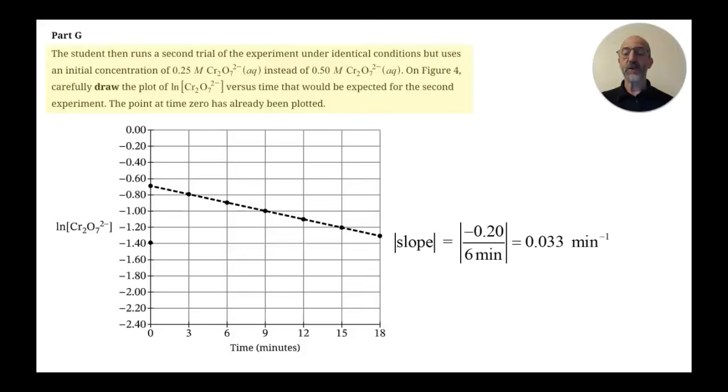So what I'm going to do is continue a line that has the same slope as the previous experiment. I'm going to go down by 0.2 and then over by 6 minutes. Down by 0.2, over by 6 minutes, down by 0.2, over by 6 minutes. This is the line that I drew, which is parallel to the previous line, but it starts at negative 1.4 on the y-axis. So again, that would be the 10th point.